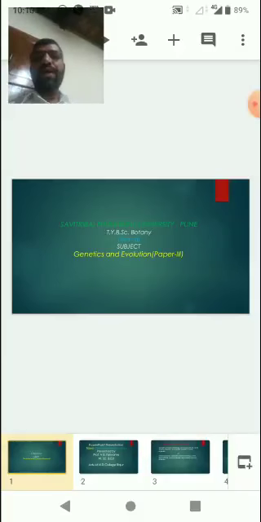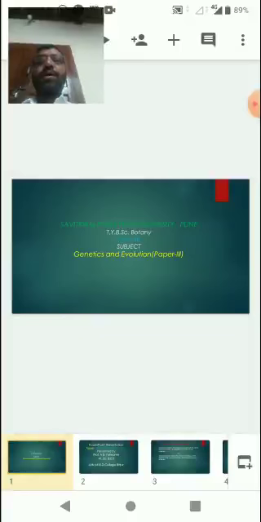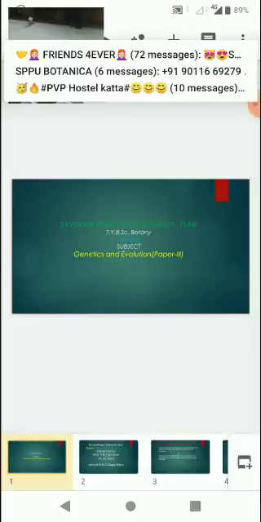Plant height is tall and dwarf, flower location is axial and terminal, seed shape is round and wrinkled, seed color is yellow and green, pod shape is inflated and constricted, pod color is green and yellow, and flower color is purple and white. He utilized these contrasting characters for his crosses. In his crosses, he used the monohybrid cross and the dihybrid cross.